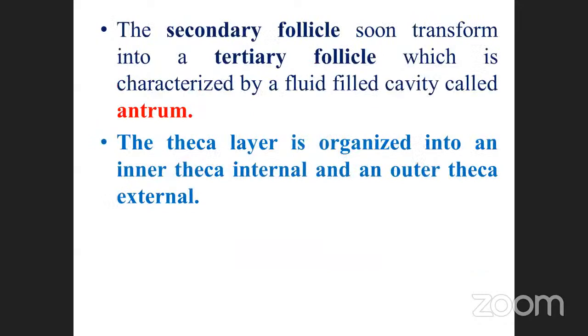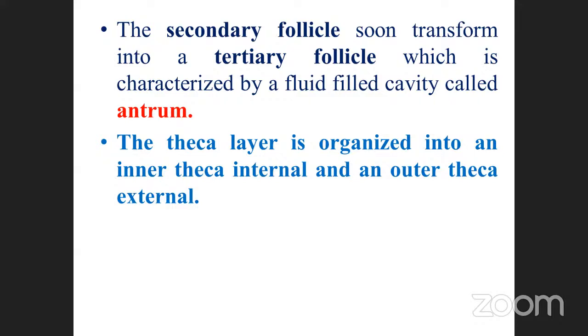The secondary follicle then becomes the tertiary follicle. The tertiary follicle, which is filled with fluid, has a cavity called the antrum. Note it down, this is very, very important. Primary follicle, secondary follicle, and finally the tertiary follicle is formed. After that, the theca layer is organized into an inner theca, the theca interna, and an outer theca, the theca externa.